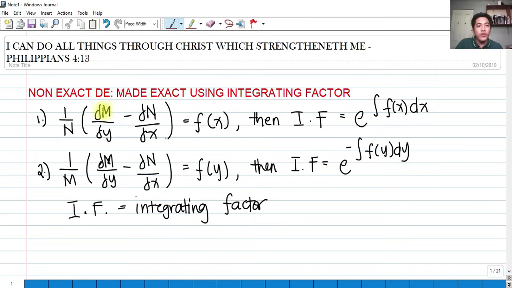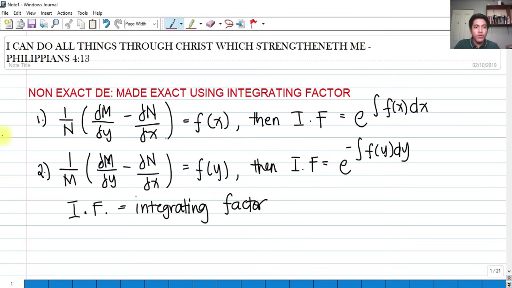Okay? So, if we use this formula, 1 over n multiplied by partial of m with respect to y minus partial of n with respect to x, that is equivalent to f of x, then we must use an integrating factor of this. So IF stands for integrating factor. IF is equal to e raised to the integral of f of x dx, of which our f of x is the result of this.